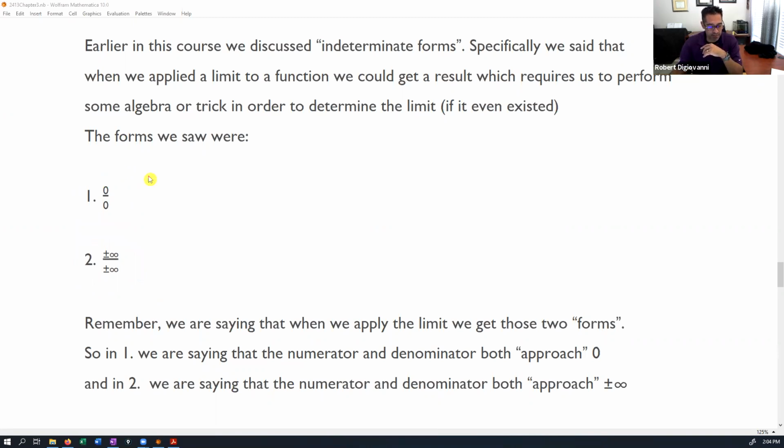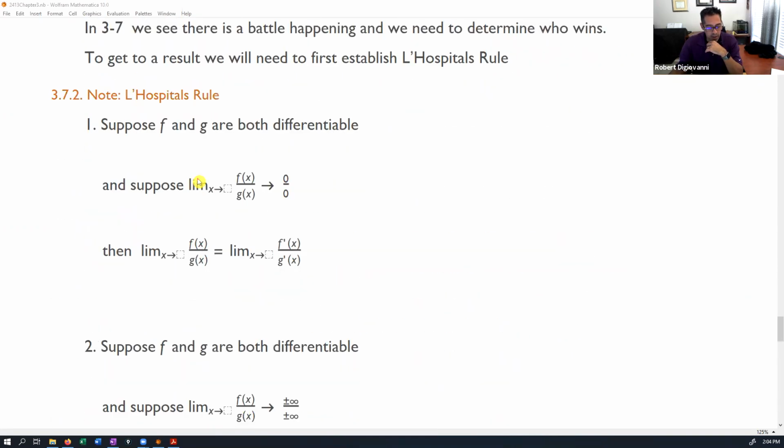Now, what is the rule? The rule says that suppose you're taking some limit, okay? Who cares what x is going to? You're just taking a limit, and when you take the limit, you get 0/0, all right? So you have some function on top divided by some function on the bottom, and when you do it, you get 0 on the top and 0 on the bottom. L'Hopital's rule says that, well, if this limit exists, if there is an answer to this limit, it will be equal to the limit of not f over g, but the derivative of f over the derivative of g.